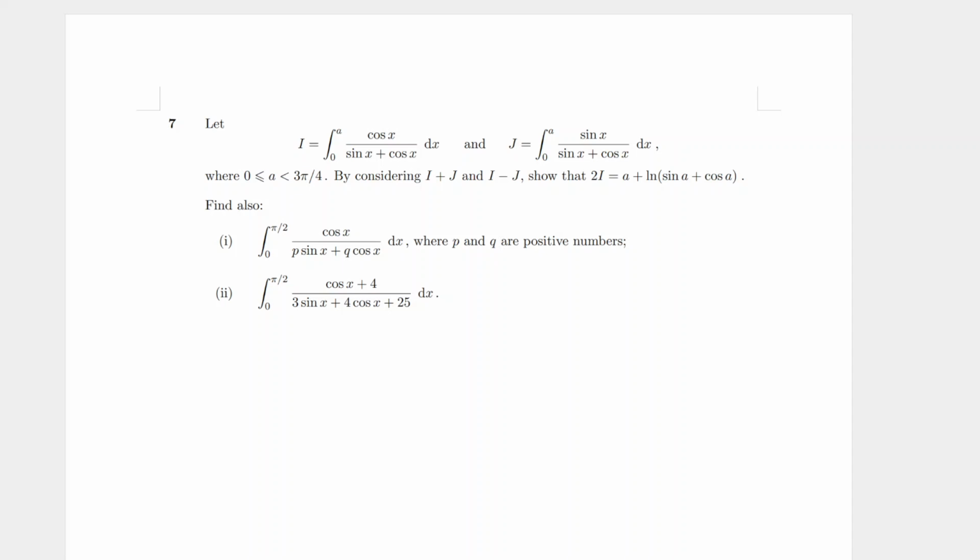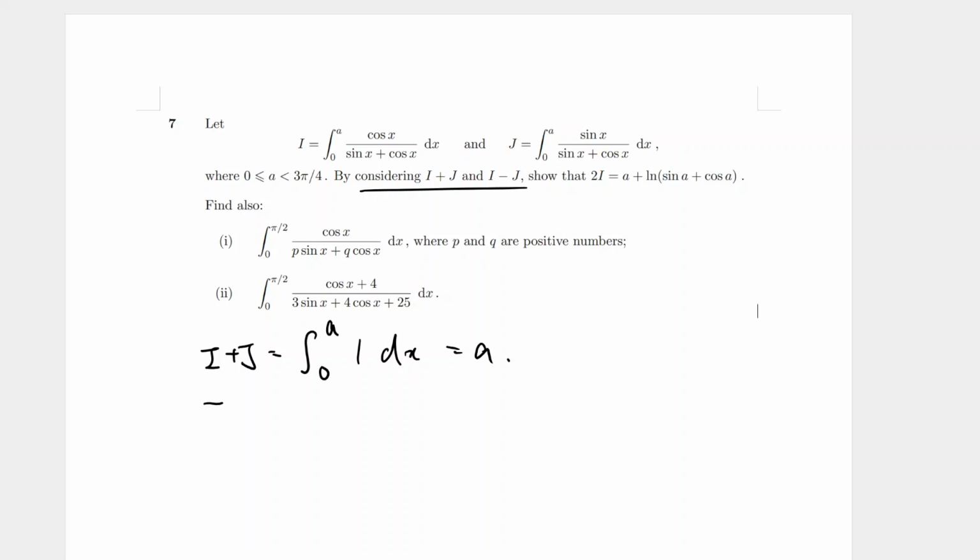Fine. Well, if it tells you to consider, you do it, right? So I plus J equals what? I plus J equals the integral, and you see that it cancels. So this becomes 1 dx, because the top becomes cosine x plus sine x, and it cancels with the denominator. So this becomes a. Sweet.